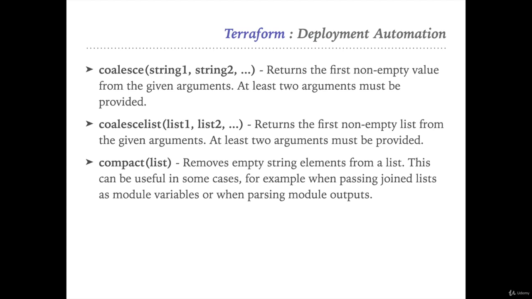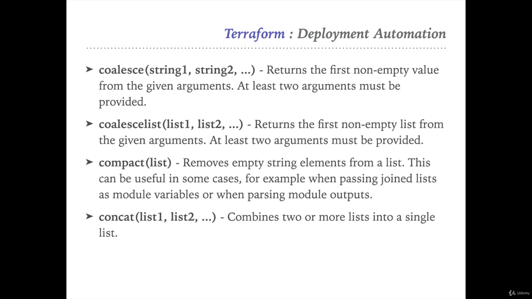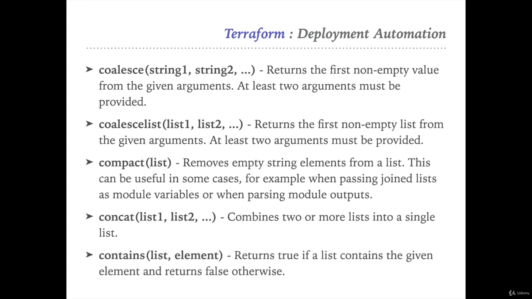on production systems. To concatenate a number of lists, we have another built-in function in Terraform, concat. Concat will accept n number of lists as arguments and combine all the lists, returning a single list which is the union of all supplied arguments. If you want to identify whether a particular list contains an element, you can use contains. You can provide the list and the element. If that list contains that element, this function will return true. Otherwise, it will return false.